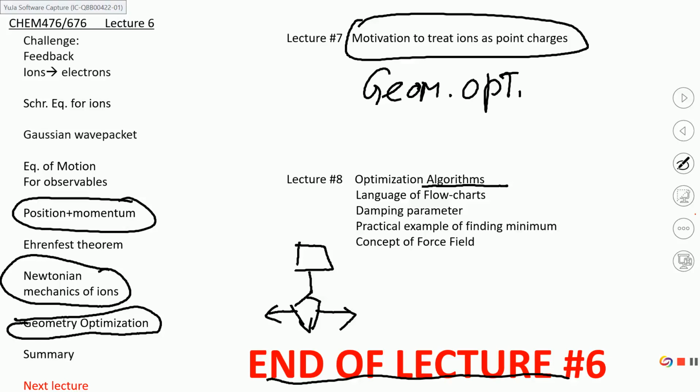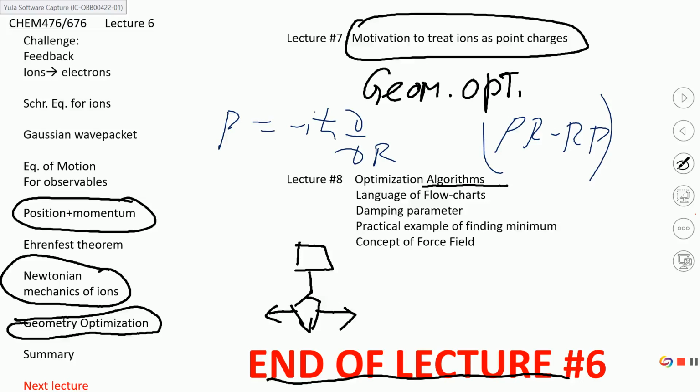So, PR minus RP equals i h bar. Yeah, it's right. It's the commutation of operators. If you take P equals i h bar d/dR, right? And then you write down PR minus RP with the understanding that it is a set of operators acting on the wave function.